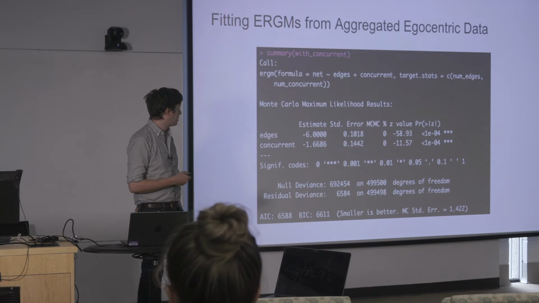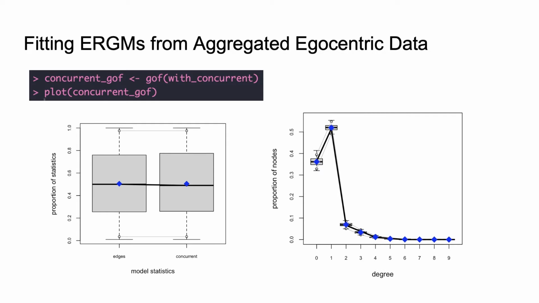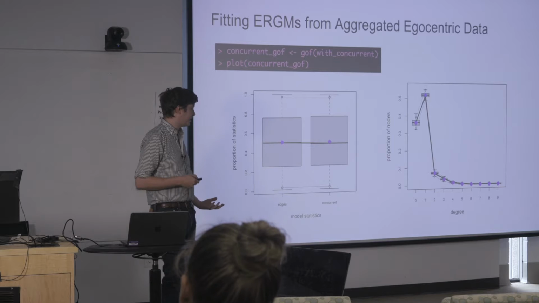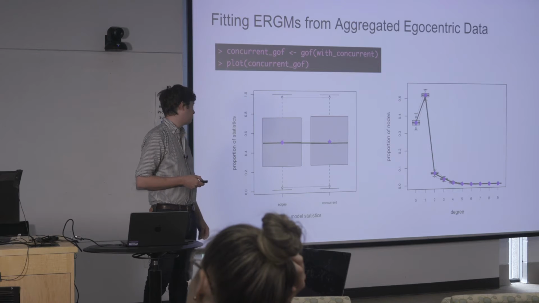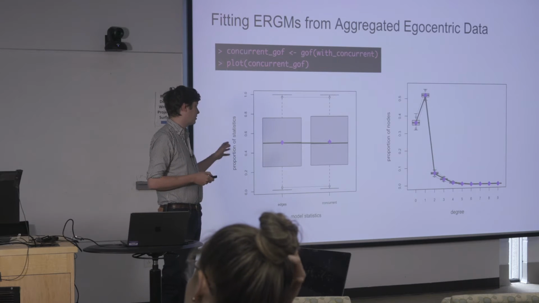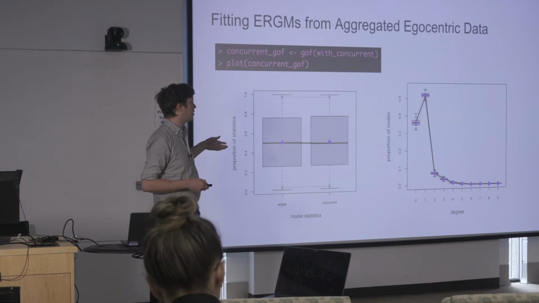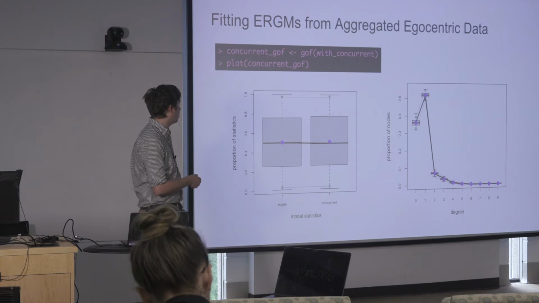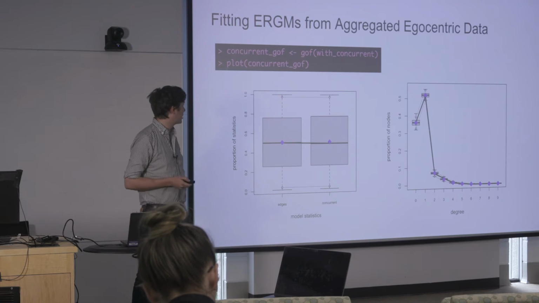The output and the interpretation is more or less the same. You can run diagnostics. Again, when you're starting with an empty network and simulating, the diagnostics aren't always the most useful or applicable. But once you fit an ERGM using egocentric data, you still have access to all the same MCMC diagnostics and goodness of fit, visualizations and such.